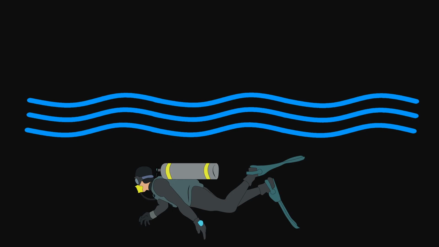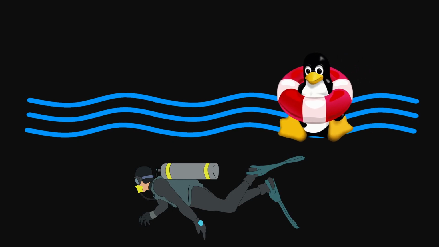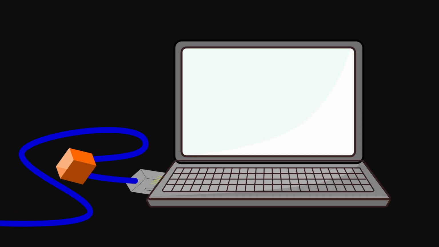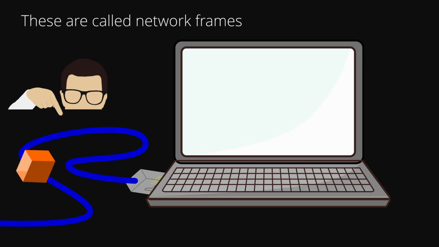Now, before we start diving, we first need to learn how to swim. And by that I mean let's quickly touch on how networking works at a high level. First, blocks of data called frames travel over wires, or air in case of Wi-Fi, to reach your machine. These blocks are often referred to as network frames, but don't get too attached to the name. Just know that it's data flying through space.